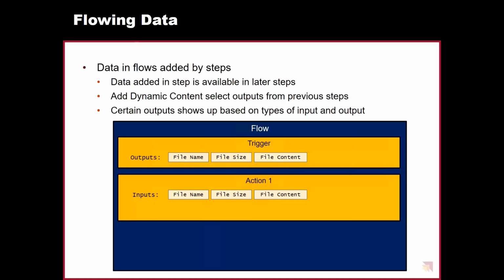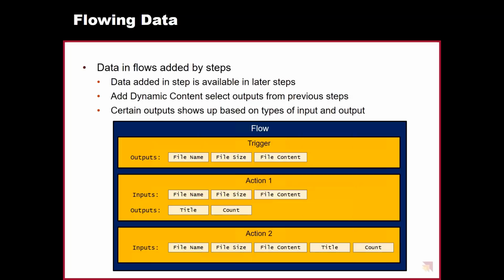Now, let's say that I add an action. And as I start configuring the properties of that action, I see as inputs all the outputs of the previous step. And then when we get to the next step, action 1 has added a couple of outputs of its own. And so action 2 sees the aggregation of all the outputs from previous steps.